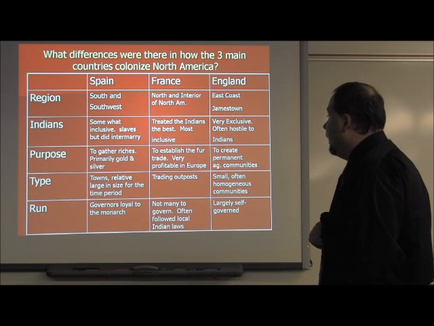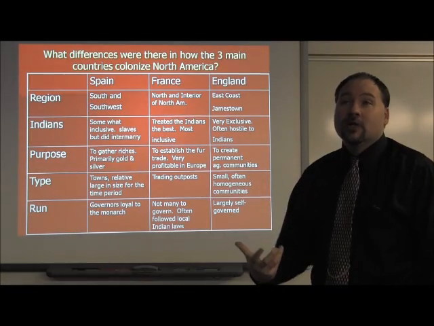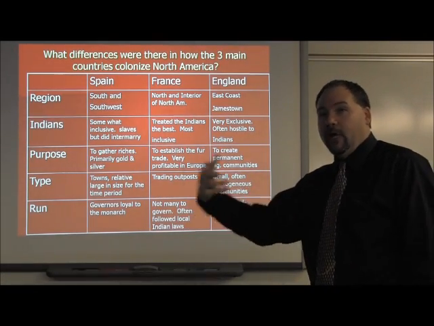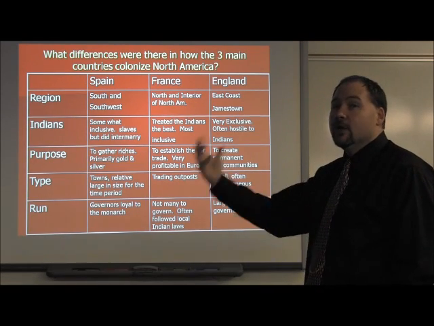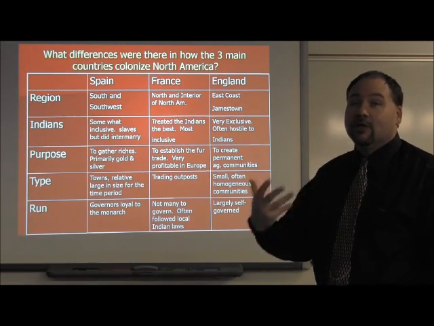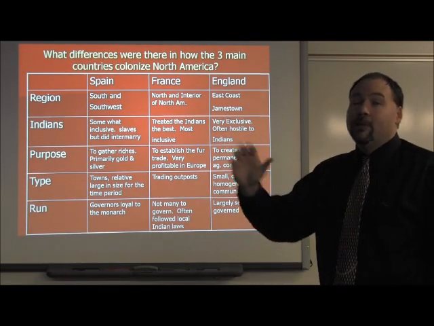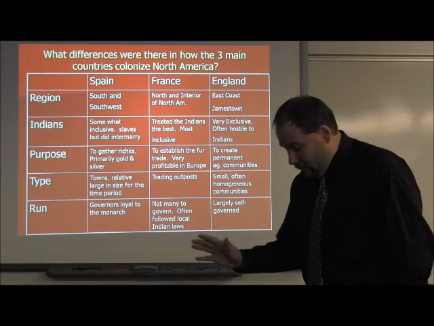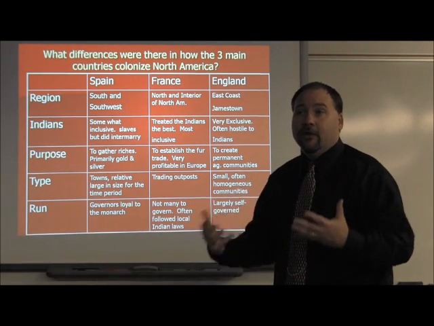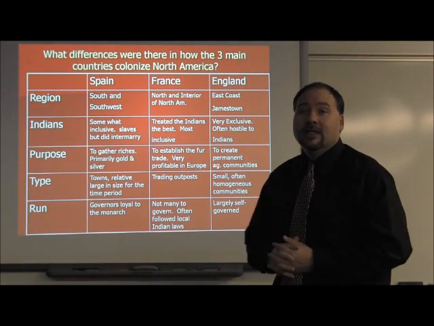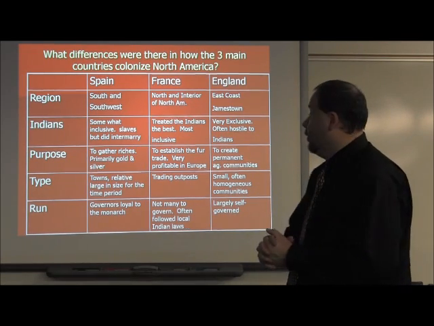The type of settlement: the Spanish ones are going to have relatively larger towns because they're going to rely a lot on trade with these natural resources, and so they're going to develop ports and towns. So their settlements tend to be larger in terms of number of people. The French, on the other hand, are going to have just trading outposts out in the middle of hostile territory, out in the middle of North America, just to gather the furs and then ship them downstream to the ships that take them over to Europe.